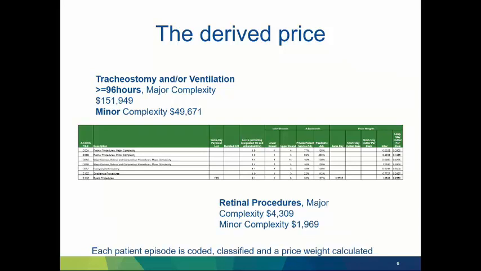Another example here would be retinal procedures between major and minor complexity. There's nearly a $3,000 difference in the price attributed to those particular cases. And each patient episode through a hospital is coded, classified, and a price weight is calculated. And it's the price weight calculated that we call in our analysis the weighted separation, weighted activity unit, and the case mix acuity. So number of cases into the weighted separations will give you the acuity of the hospital, for example, or the acuity of a particular service.